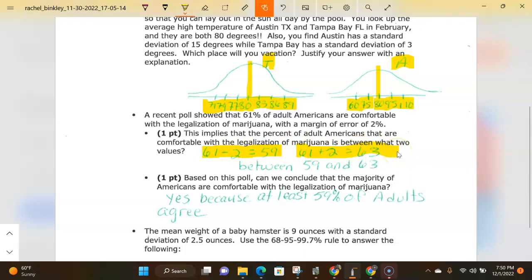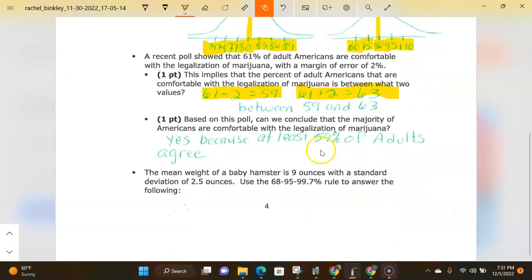So the percent is between 59 and 63%. So based on this poll, we can conclude that the majority of Americans are comfortable with it because 59%, the lowest value there, is still above 50%. So the majority do agree. Okay. If it had been less, if this 59% had been less than 50%, then you could not conclude that.